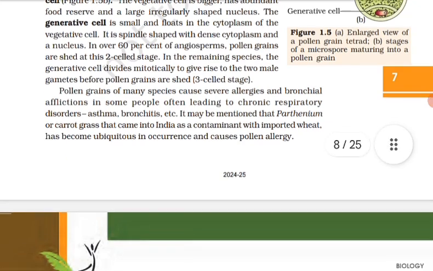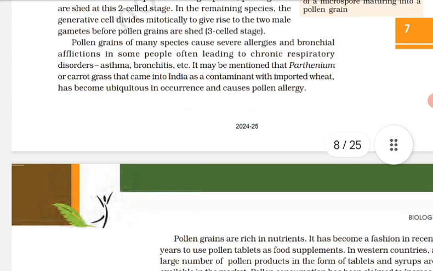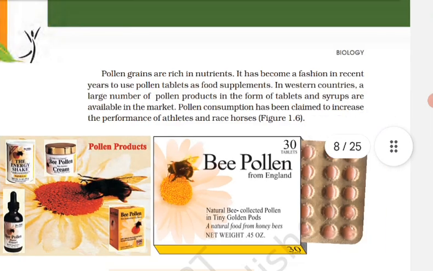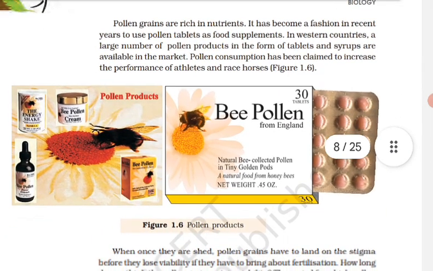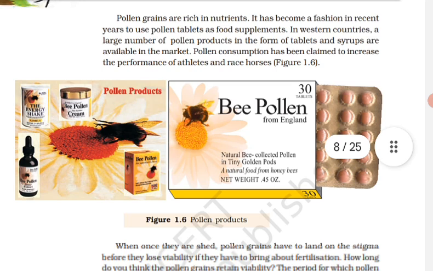The generative cell is small, and floats in the cytoplasm of the vegetative cell. It is spindle shaped with dense cytoplasm and a nucleus. In over 60% of angiosperms, pollen grains are shed at this two-celled stage.